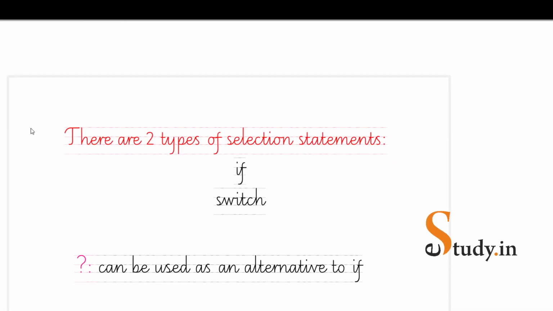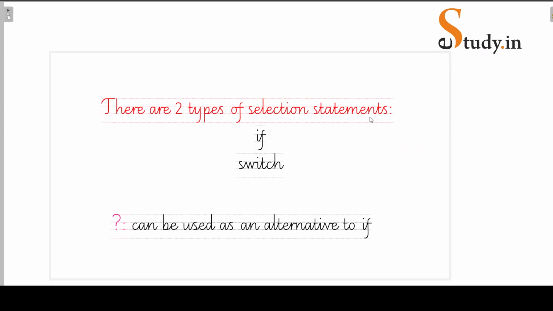If you see this second point, there are two types of selection statements, if and switch. That means whenever we have to make some selection, we can either use if or we can use switch. So in this video we will learn the use of if, how to use if to make a decision or to make a selection, or if there is a condition, how to use the condition with if. Though there are two types of selection statements, this ternary operator, that means question mark and colon, can also be used as an alternative to if. But we will only focus on if in this video.